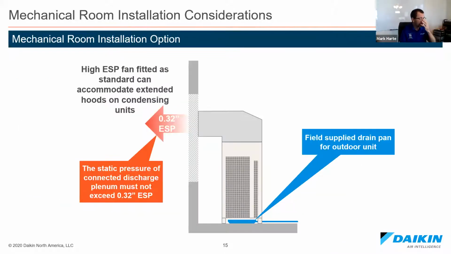This is an example of how to duct the outdoor units if they're inside the structure. And we can change the external static pressure of that outdoor fan motor. It comes set at 0.12. We can change it up to 0.32, depending on your ductwork that's hooked to it. This is a field setting we do from the outdoor unit.